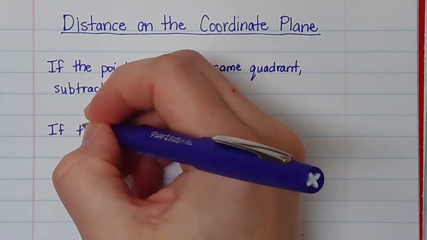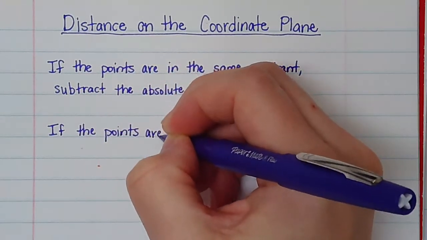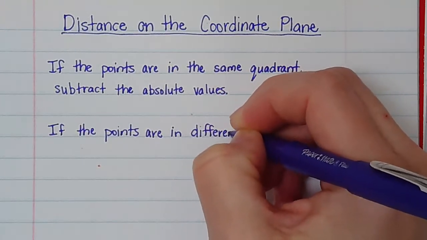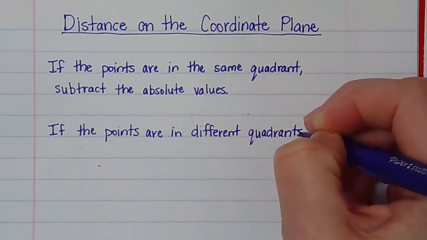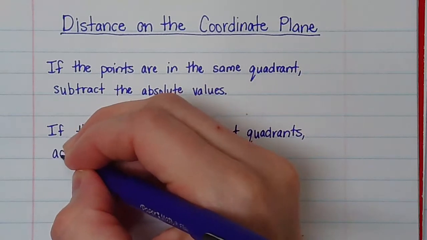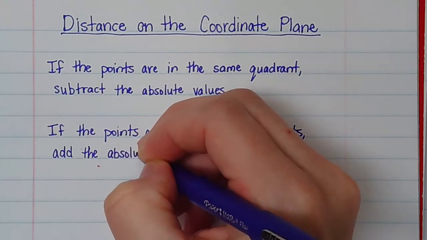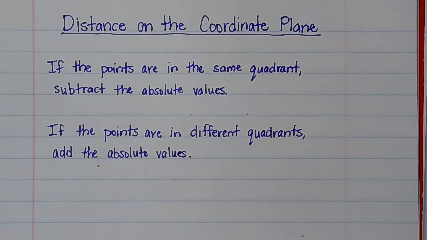If the points are in different quadrants, add the absolute values. And the reason we're talking about absolute value again is because we're talking about distance. Remember, distance can never be negative.